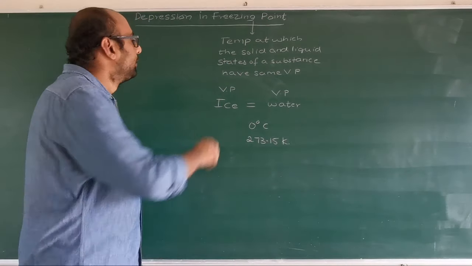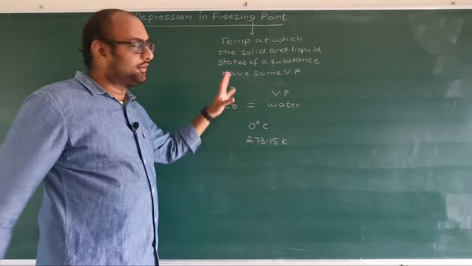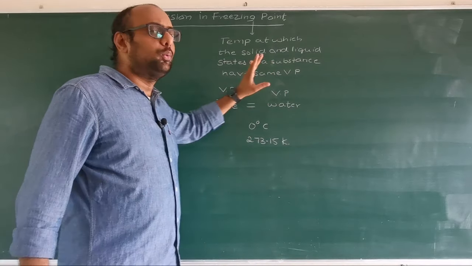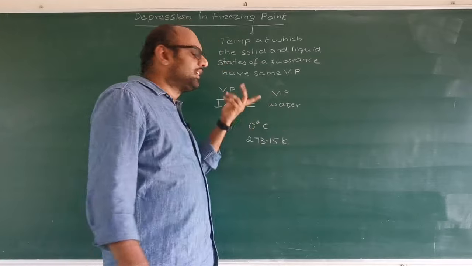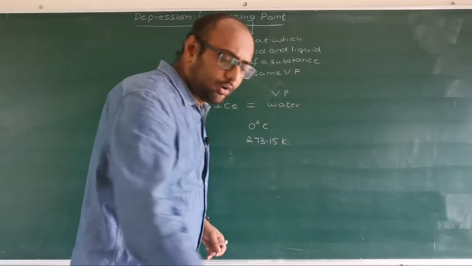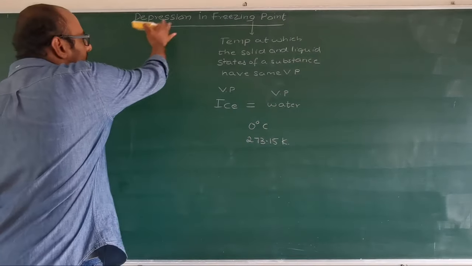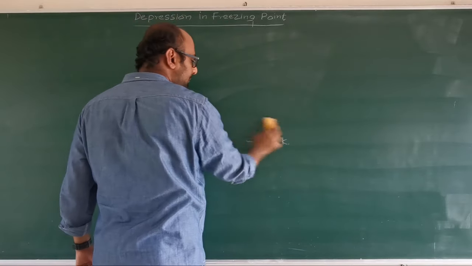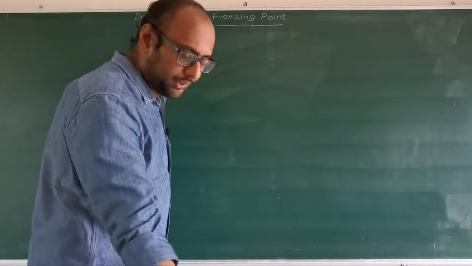So you know what is freezing point now. It is a temperature at which the vapor pressure of the solid form of a substance will be equal to the vapor pressure of the liquid form of the substance. Now, moving forward with the main topic, depression in freezing point. I have told you it is a colligative property.